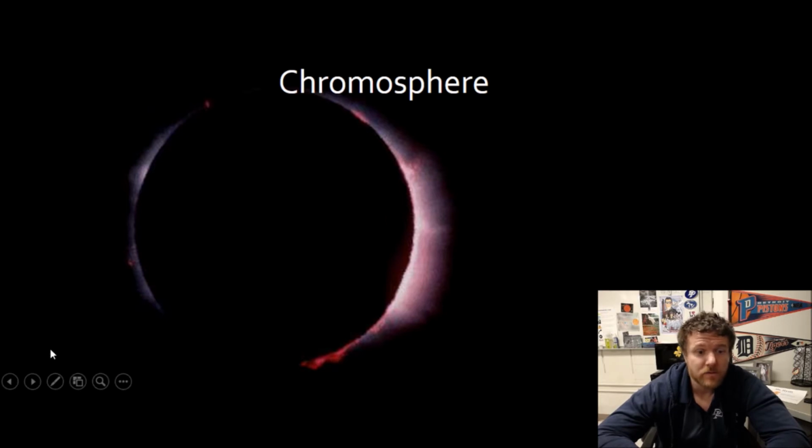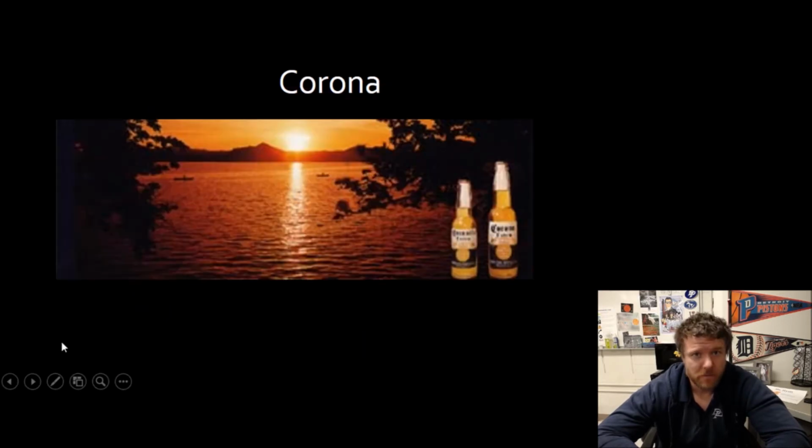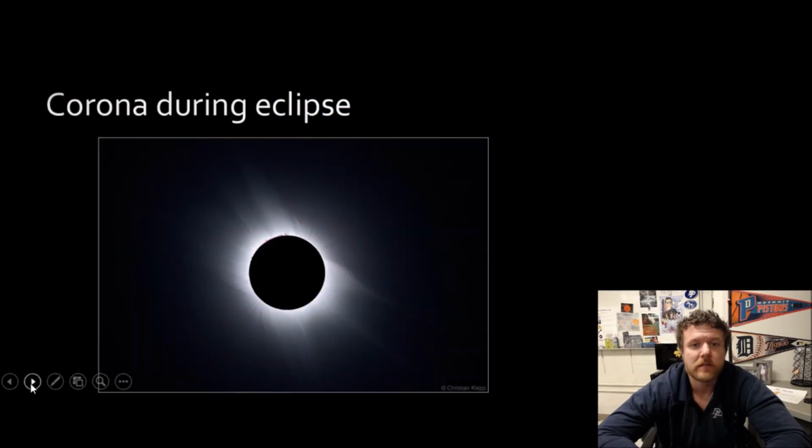And then you have the outermost layer, which is the corona. Oh, wrong picture. The corona. Again, only visible during an eclipse, and you can see that it travels millions and millions of miles out from the surface of the sun, and most of this material just continues on, and we refer to that as the solar wind.